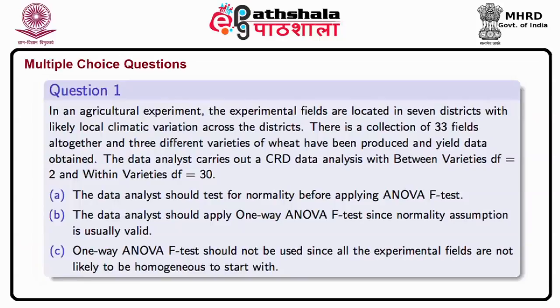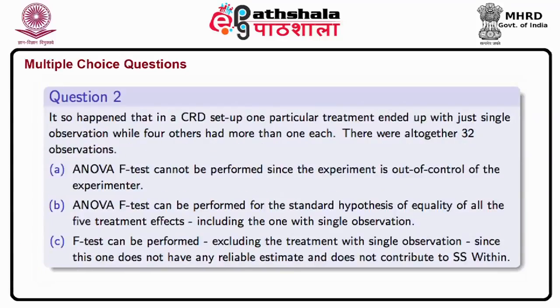So this is the first question, and here is our second question. It so happened that in a completely randomized design setup, one particular treatment ended up with just a single observation, while 4 others had more than one each. There were altogether 32 observations.